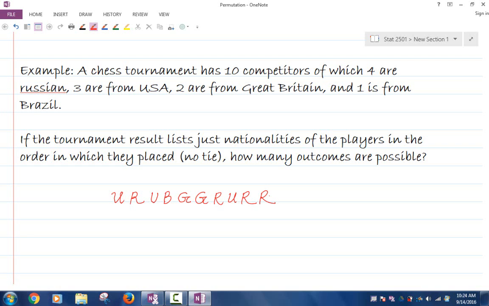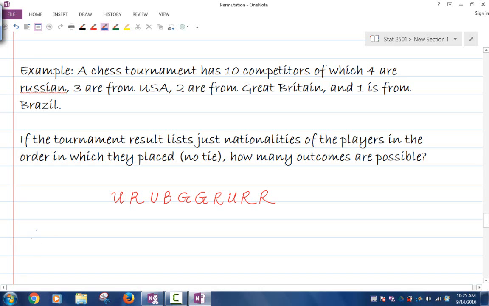And you have 3 U's, 4 R's, 2 G's, and 1 B, right? You are taking the permutations of these letters. So there are 10 of them, 4 of them are alike, 3 of them are alike, 2 of them are alike. So it's basically the number of permutations.